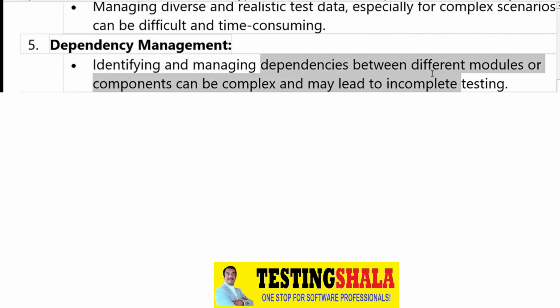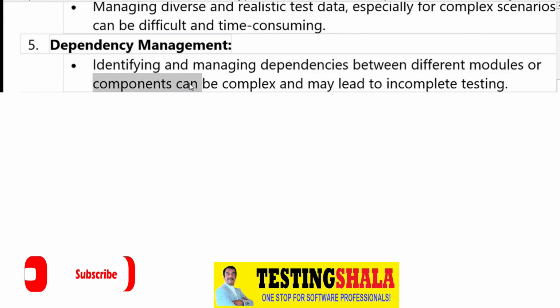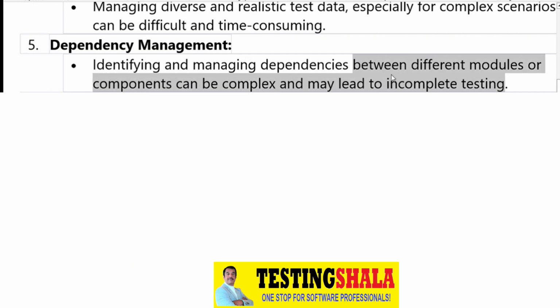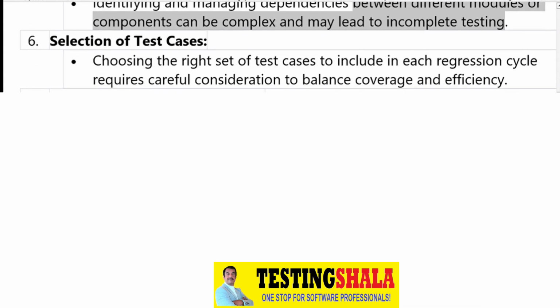And the fifth one is dependency from one module to another module, or one component to another component, which can also create complex situations that may lead to incomplete testing if there is a dependency from one area to another. And also the sixth major challenge associated with regression testing is selection of test cases.